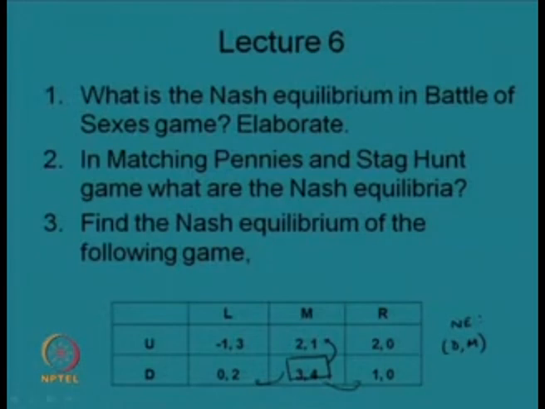We can verify that for other profiles, there are profitable deviations. For example, let us take this. From here, player 2 can deviate profitably. From here, let us take this profile UL. From here, obviously, player 1 will deviate. So, the only Nash equilibrium is DM, where the payoff is 3-4. So, that is the end of the exercise. Thank you.